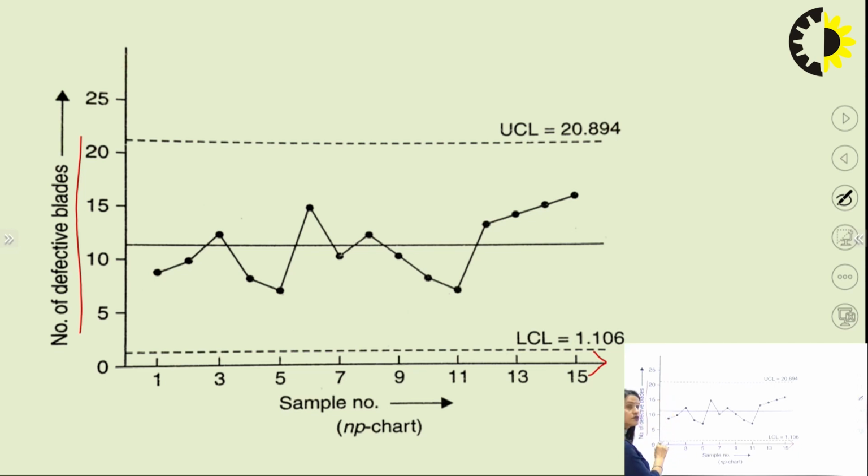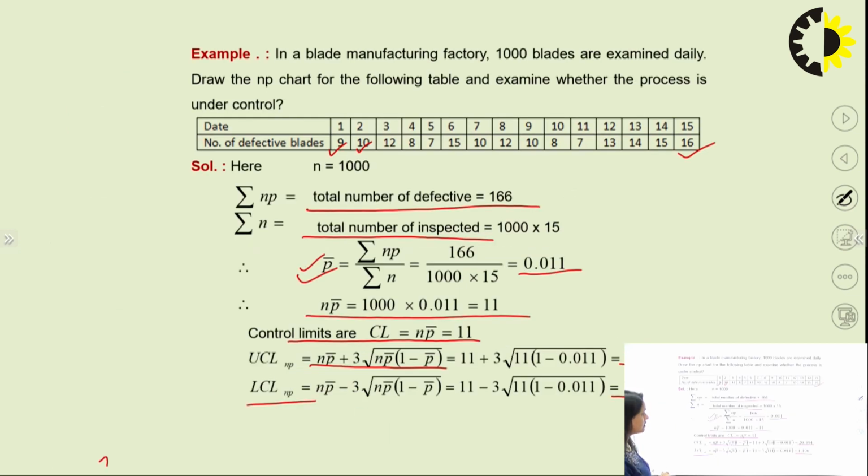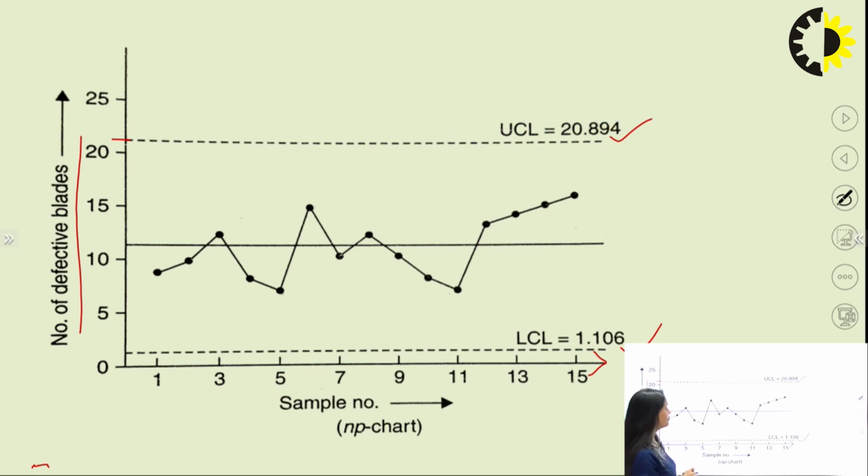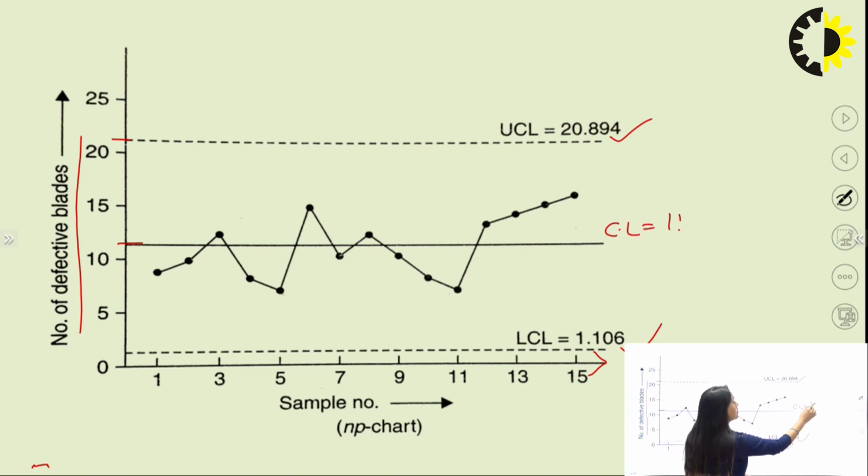The lower control limit is always a dotted line at 1.106. So we have drawn a dotted line for the lower control limit. Similarly, the value of the upper control limit is 20.894, and we have marked 20.894 on the y-axis and drawn a dotted line parallel to the horizontal axis. And similarly, the control limit, the center line, has the value 11. So we have drawn a full line at 11 on the y-axis parallel to the x-axis. So this is the control limit, which is equal to 11.